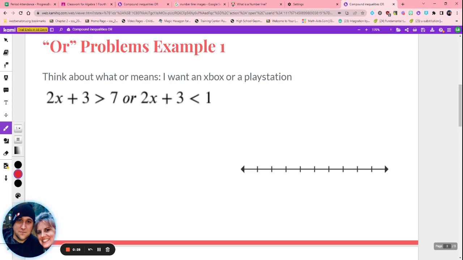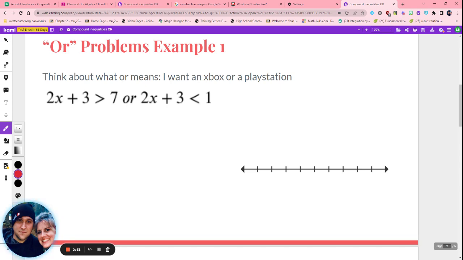We've looked at and problems the last few days, and today we're going to look at or. Think about the difference here. If I say I want an Xbox and a PlayStation, I'm a spoiled brat, and I'm hoping to get both of them. But if I say I want an Xbox or a PlayStation, I'm expecting to get only one of them. Only one thing will be under the tree, one or the other.